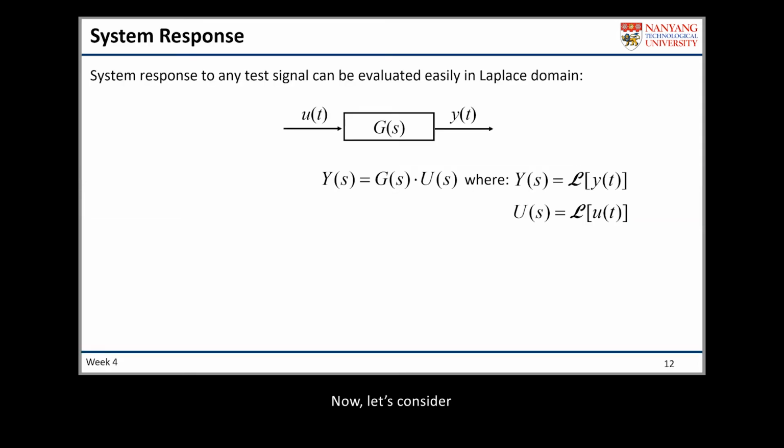Now, let's consider a system with a transfer function of G(s). To the system, we give an input of u, and the system will respond with an output of y. Based on the dynamic principle, of course, the Laplace of the output Y(s) will be equal to the transfer function G(s) times the input in Laplace domain. So the capital Y is the Laplace of y(t), the capital U is the Laplace of u(t).